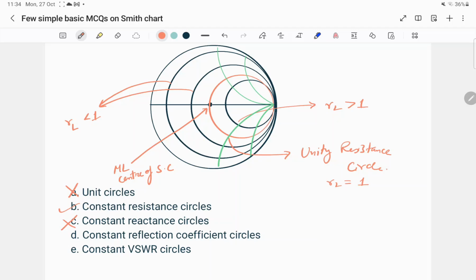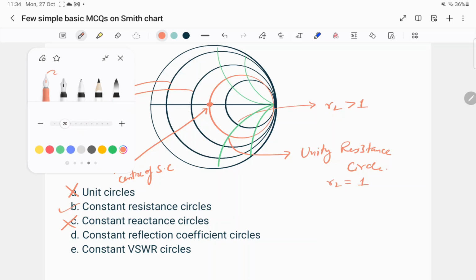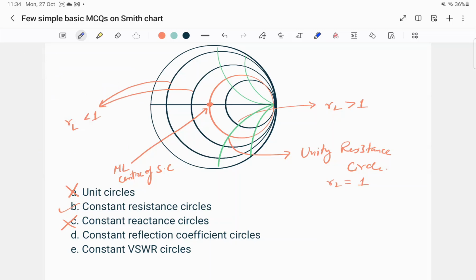Constant reflection coefficient circles? No, because we know that constant reflection coefficient circles and constant VSWR circles have their center at the center of the Smith chart. So the circles should have been of this form. Let me choose blue color this time. If a circle is drawn such that its center is the center of the Smith chart, or a bigger circle like this, all these blue circles represent constant reflection coefficient circles as well as constant VSWR circles. So options D and E are also incorrect. So the correct option is option B, which is constant resistance circle.